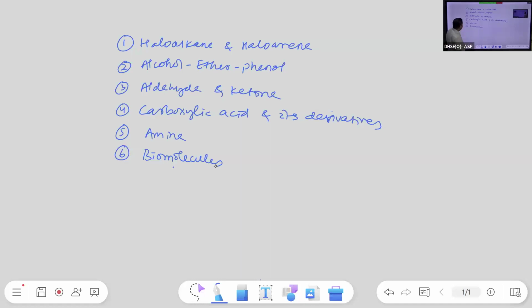So, we'll see in our NCERT book, these two chapters are given under a single chapter. That means aldehyde, ketone and carboxylic acid and its derivatives are given as one chapter. But otherwise, these are two different chapters. So in total, according to the NCERT curriculum, it is 5 chapters, but it is 6 chapters.